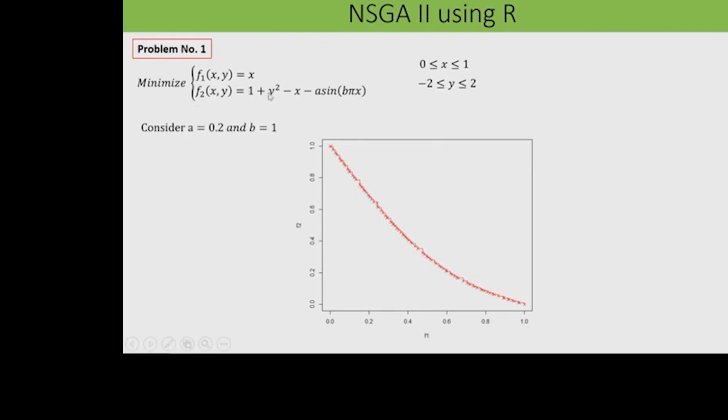In this particular problem, we have considered 4 problems, and the objective functions of these problems are minimization type and constraints are greater than equality type. So, let us open R and solve all these 4 problems. Now I will solve problem 1. As you have seen, it has 2 minimization type objective functions, f1 equal to x and f2 equal to 1 + y square - x - a sin(b x). The value of a is 0.2 and the value of b is 1, and the range for x is 0 to 1 and the range for y is -2 to +2. Okay. So, let us solve this problem using R.